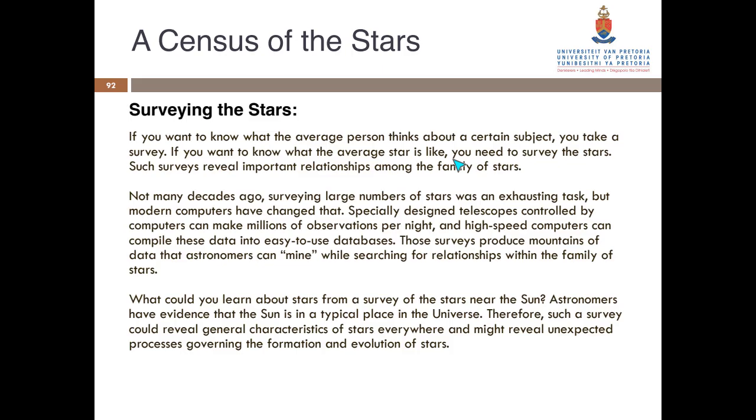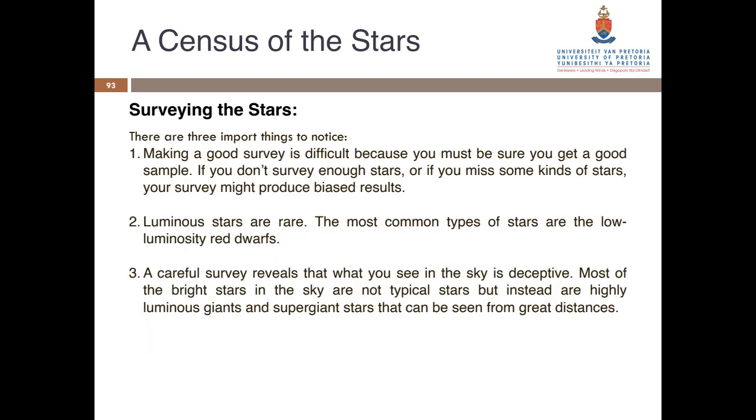Astronomers have evidence that the Sun is in a typical place in the universe. Therefore, such a survey could reveal general characteristics of stars everywhere and might reveal unexpected processes governing the formation and evolution of stars. When we survey stars, there are three important things to notice. The first is that making a good survey is difficult, because you must be sure you get a good sample. If you don't survey enough stars, or if you miss some kind of stars, your survey might produce biased results.